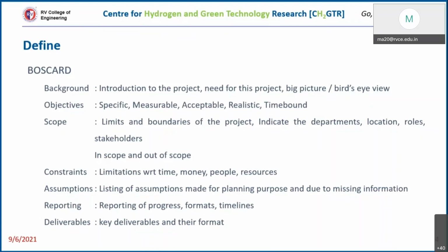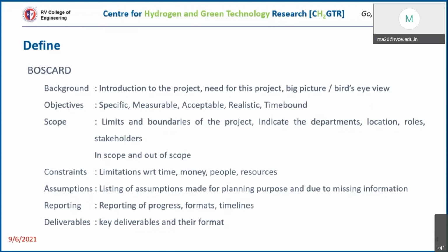So the next point that you need to look into is constraints. Before you start the project, you should clearly know what the constraints are with respect to time, money, people, or resources. Say you need to form a team of 4 people: a chemical engineer, a mechanical engineer, a civil engineer, and an electronics engineer. And you may not be able to find an electronics engineer, right? So that could be a constraint with respect to people.